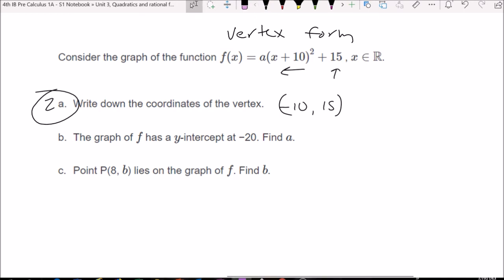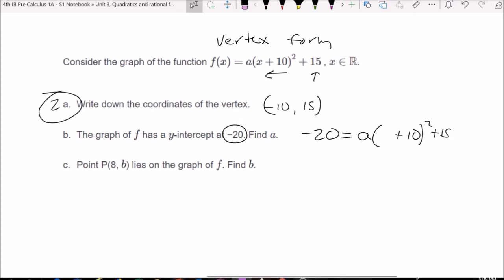Okay, what about the next one? They tell us about the Y-intercept. Now we have to remember, in order to get this right, that a Y-intercept is not just one value. Guys, I saw that a lot of you recognized that that was a Y value, and you used that correctly. So you did a setup like this. You had -20 equals A times something plus 10. I'm leaving that blank just for now, but I'll come back to it. Plus 15. That was a common type of setup I saw.